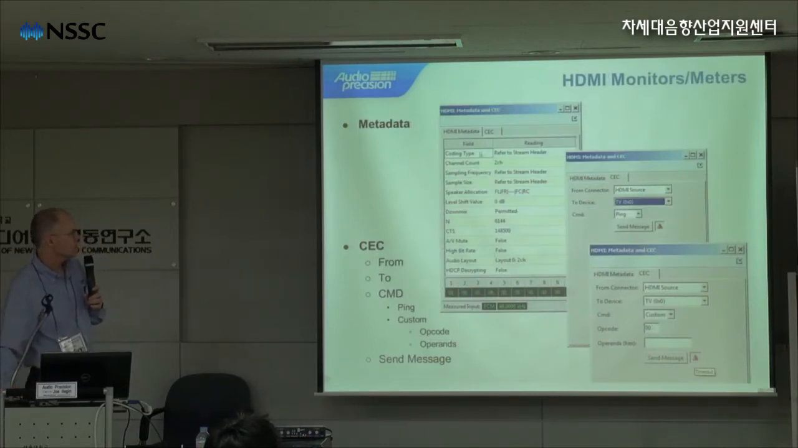We have some monitors and meters that are useful for HDMI. So there's the metadata monitor, and this looks at some of the metadata that's embedded in the HDMI interface. And we can also control the CEC. So we're able to send CEC commands from and to, and we can choose operation codes and send a message. So this enables you to test some CEC devices that are on the bus.